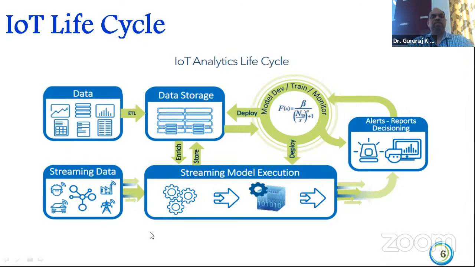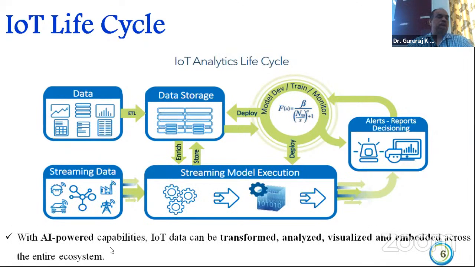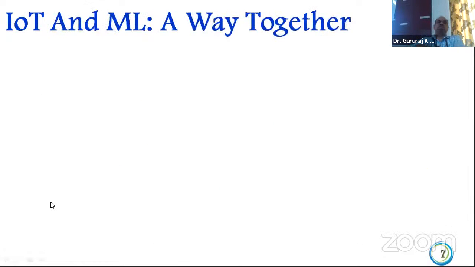So once we have this IoT life cycle, with AI-powered capabilities, IoT data can be transformed, analyzed, visualized, and embedded across the entire ecosystem, which provides us an environment that we can use for the betterment of society. That is, if we are using all these aspects in a very good and efficient manner and try to analyze the data that we have fetched, that gives us results which we can use for the betterment of the systems that we are using on a day-to-day basis. So how are AI, IoT and machine learning interrelated together?